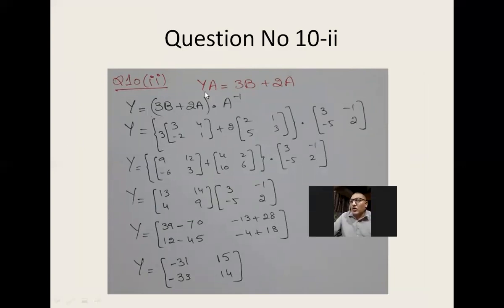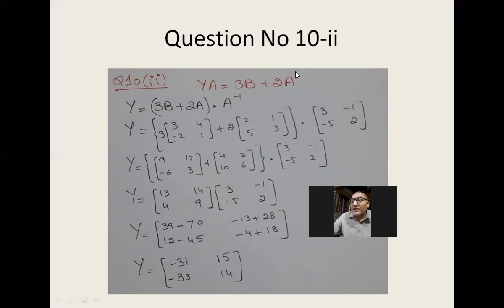Okay, so you can see YA equals 3B plus 2A. We know the value of the B, we know the value of the A. Y I want to find out. So this A is multiplying with the Y, it will go to the other side, so it will become its inverse. Because it is on the second position on the left side, its inverse is also written on the second position on the right side.